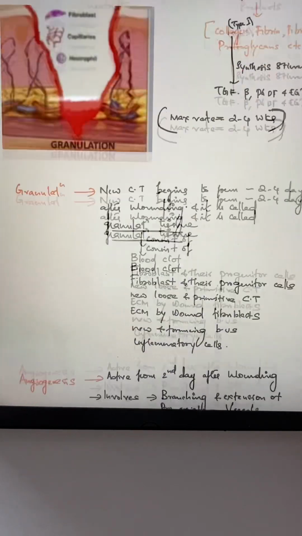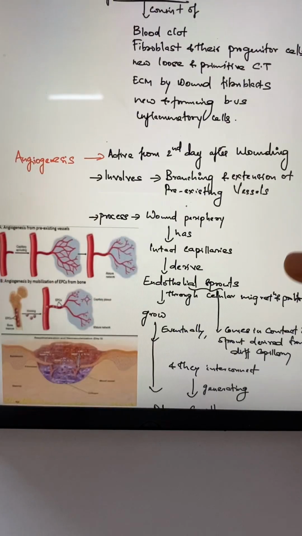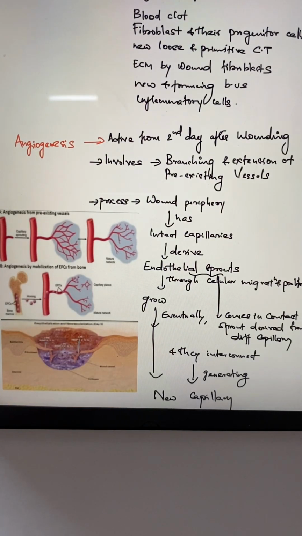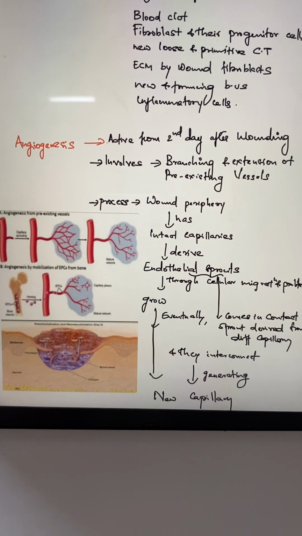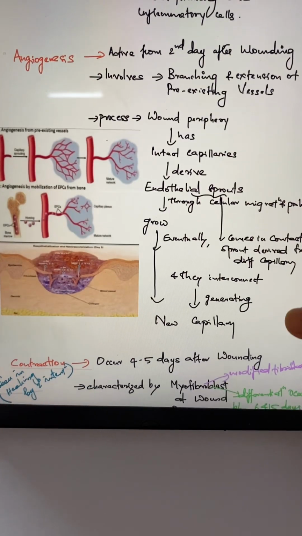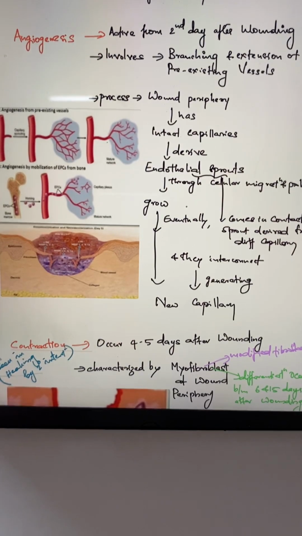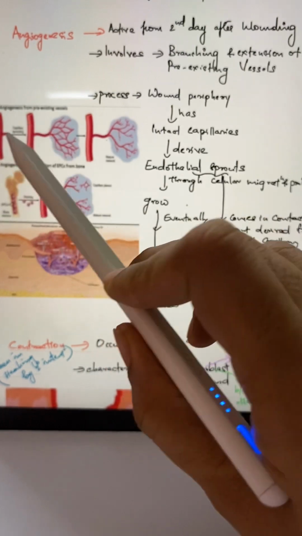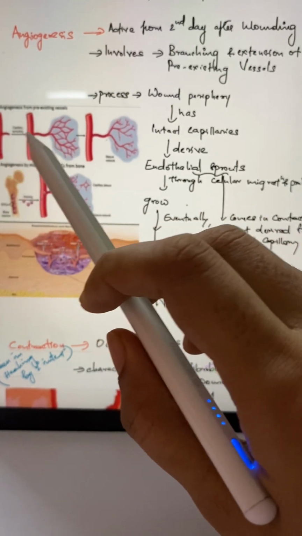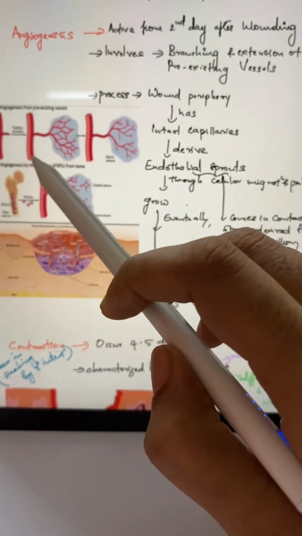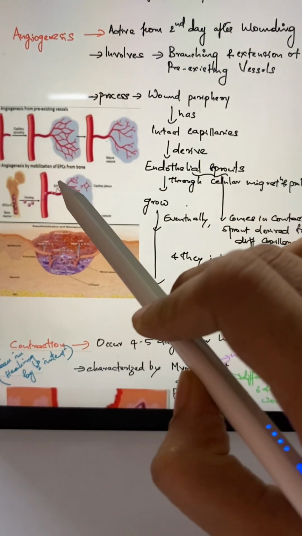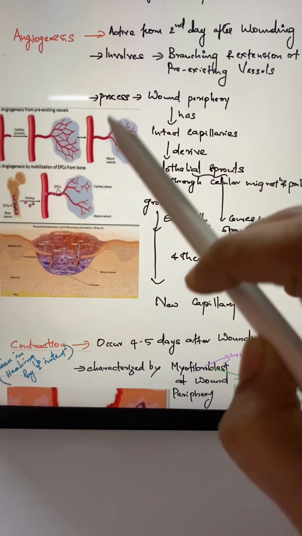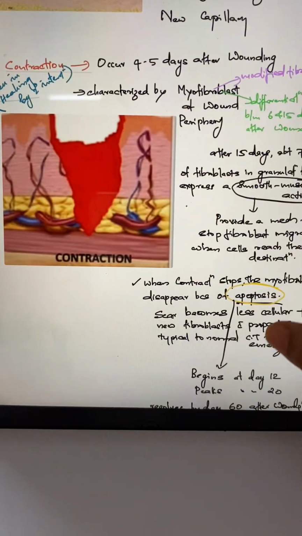After the granulation tissue forms, since the blood vessels, the capillaries, have also been cut, new capillaries have to form so that they can supply oxygen to that area. That happens because of endothelial sprouting. The wound periphery has intact capillaries, and they derive endothelial sprouts, which grow and eventually interconnect and generate the new capillaries. And next is the contraction.